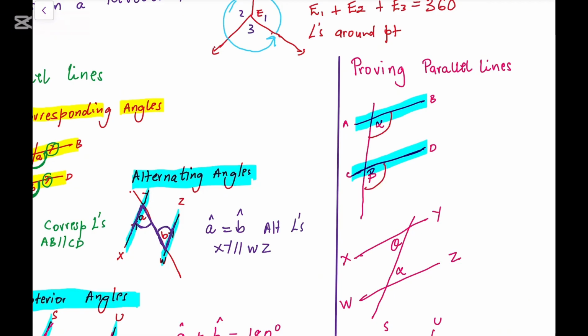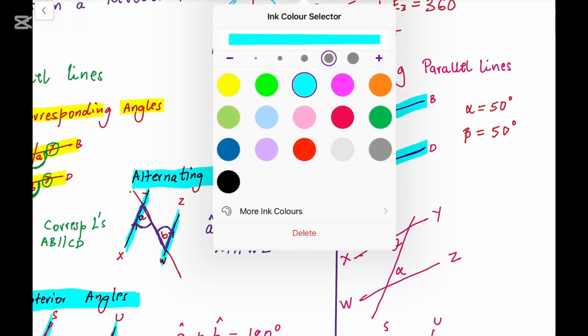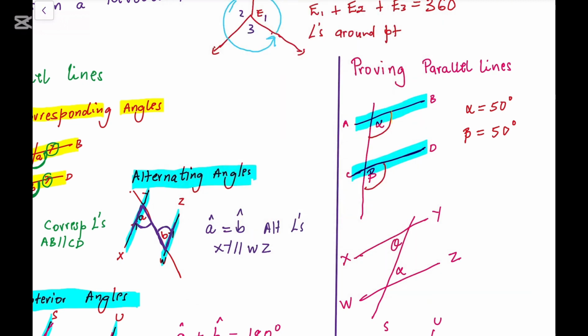Let's say, for example, your angle alpha is equal to 50 degrees. And your angle beta, if you calculate it using other theorems, you find out that angle beta is also equal to 50 degrees. Since these two angles are now equal, angle alpha is 50, angle beta is also 50 degrees. So you can then conclude and say these two lines are parallel.